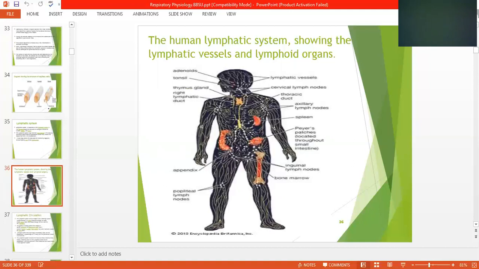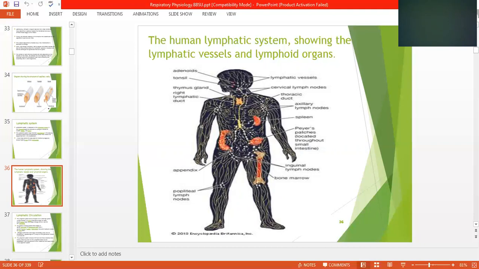The human lymphatic system showing the lymphatic vessels and lymphatic organs. You can see how these lymph organs are present in our whole body. There are adenoids, lymph nodes, tonsils in your throat, lymphatic vessels, cervical lymph nodes, meaning on your neck there are lymph nodes, we call them cervical, and the thymus gland. This thymus gland is only present in young age. Right lymphatic duct, axillary lymph nodes, in the armpit there are lymph nodes.